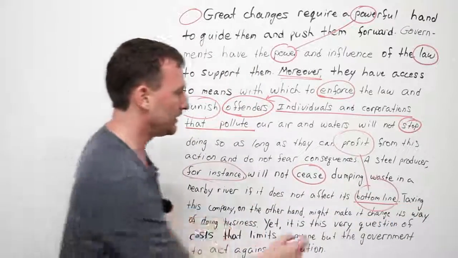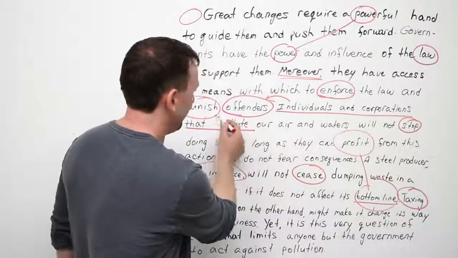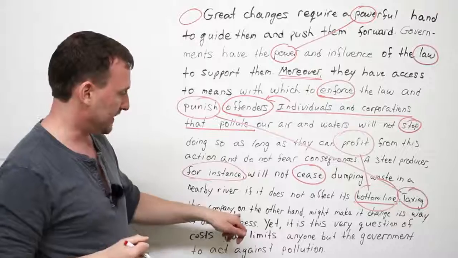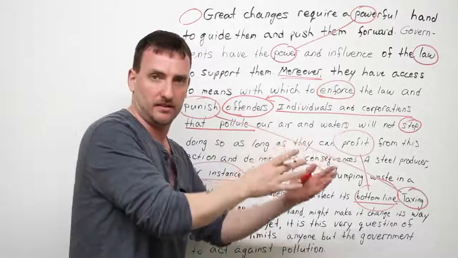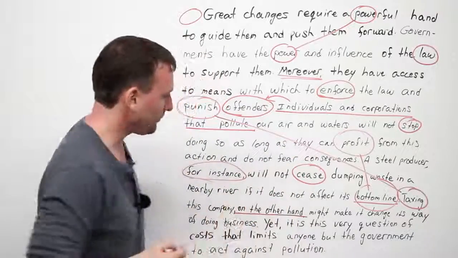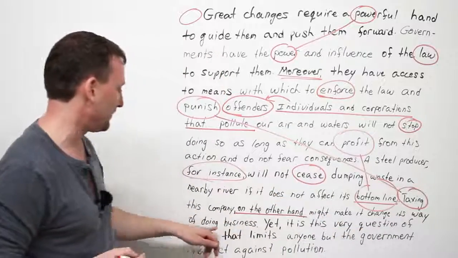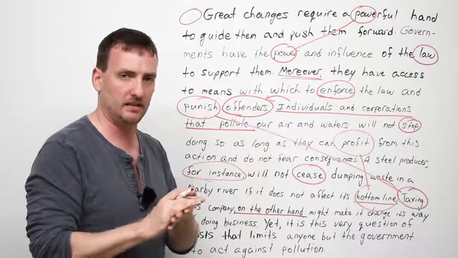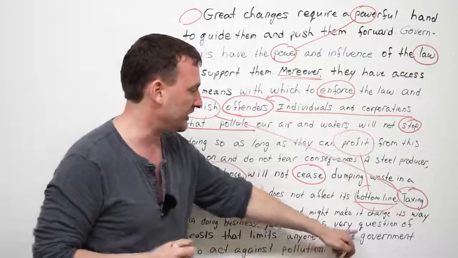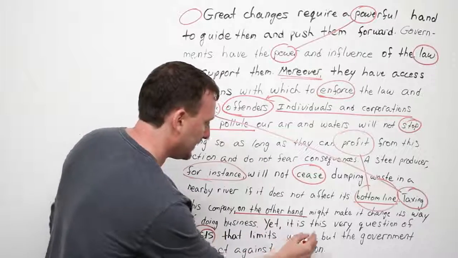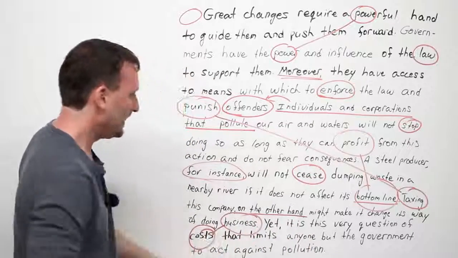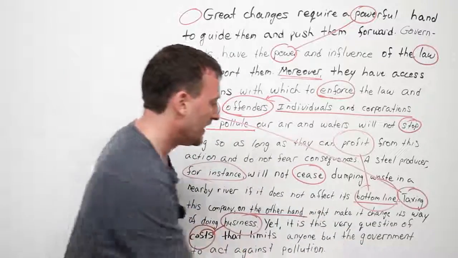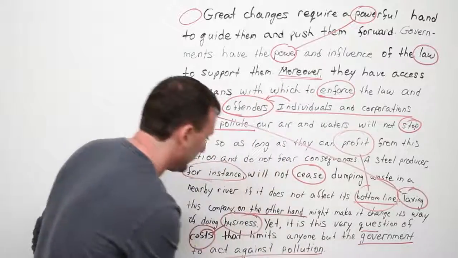Taxing this company, so taxing is a form of punishment for companies especially. Taxing this company, on the other hand, so now I'm giving the other side of the situation, might make it change its way of doing business. Again, what is business? Business is all about making money, costs. Yet it is this very question of costs, and I'm connecting it to business, that limits anyone but the government to act against pollution.